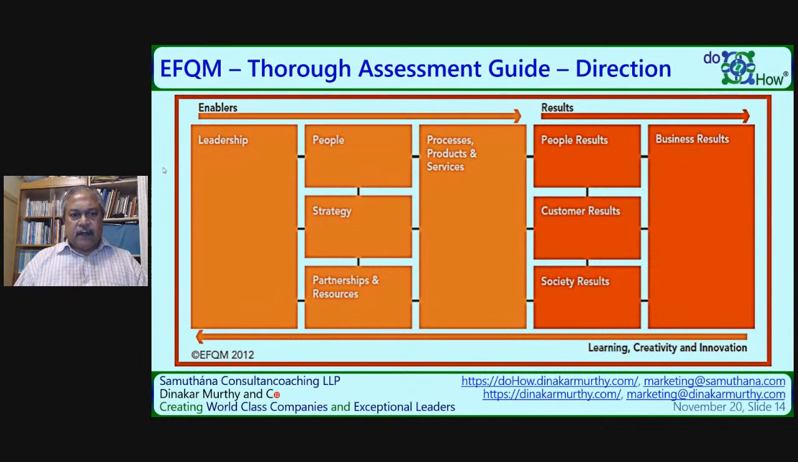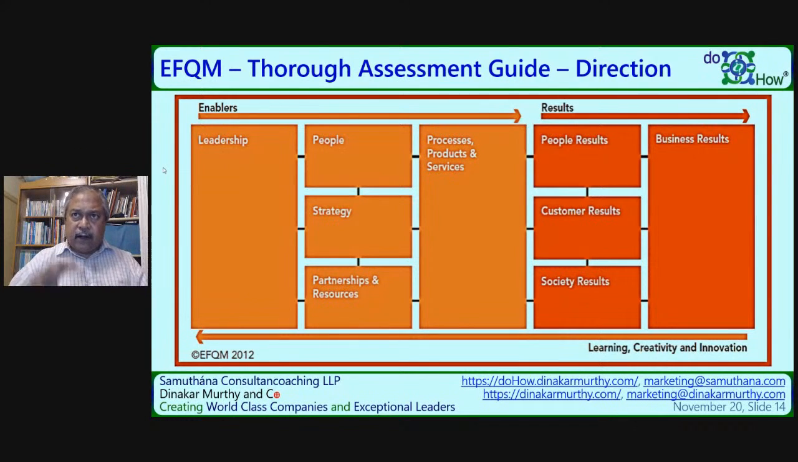These enablers, they said, are enabler practices, which would be practices of leadership, which is the extremely important one. That is the one which is setting the direction for a company. And then practices for people, which ensures that people are excited, energized, inspired to move towards that leadership. Then practices for developing a strategy and deploying a strategy. Practices to do with partnerships and resources. And finally, practices regarding processes, products, and services.